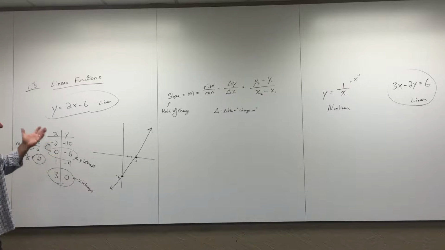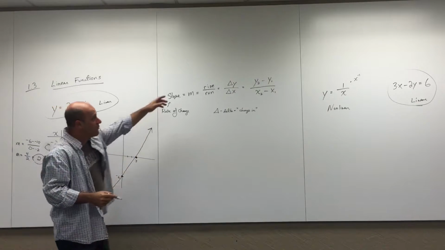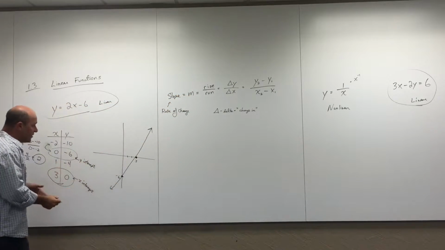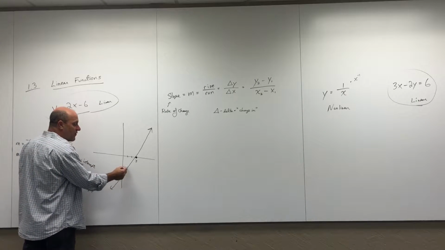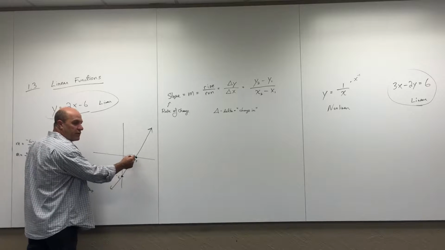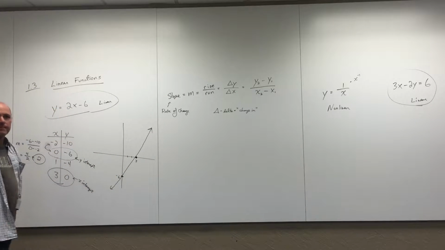That's what this line always goes up 2 and over 1. That's my rise over run. That's my ratio. This line has a slanting ability of go up 2 and over 1, up 2 and over 1, up 2 and over 1. That's what it does. That's what a slope is.